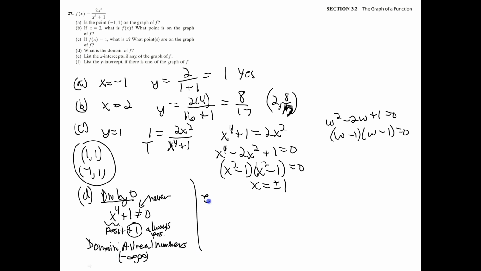Letter E, the x and y intercepts, let's do E and F together. If x is 0, that's the easier one to do, then y is 0. So that's the x-intercept, and I believe that's also going to be the y-intercept. Whenever you have the origin as an x-intercept, it's going to be the same as the y-intercept. So the origin is the x and y intercept. And we're done.